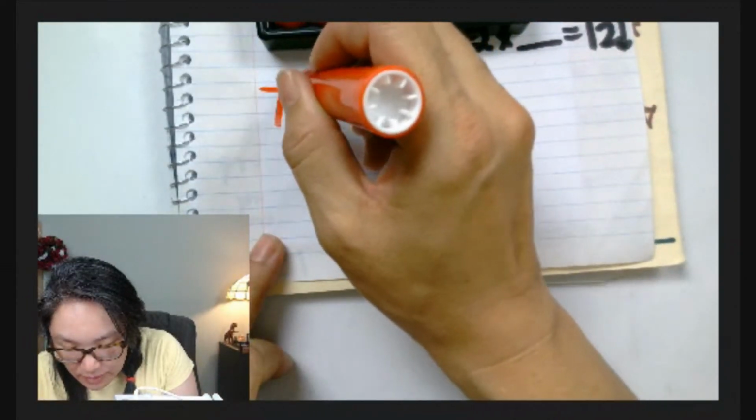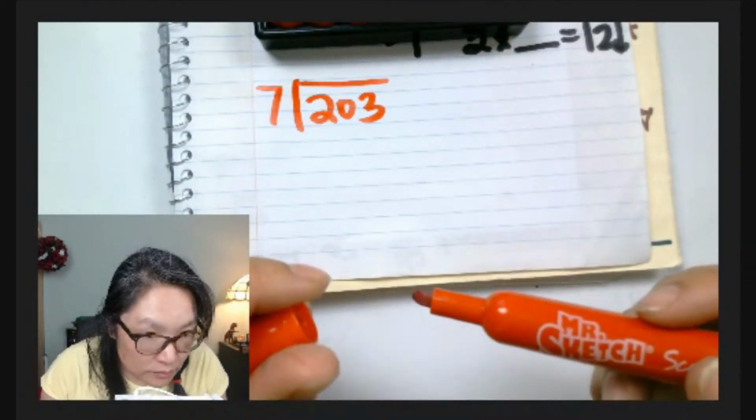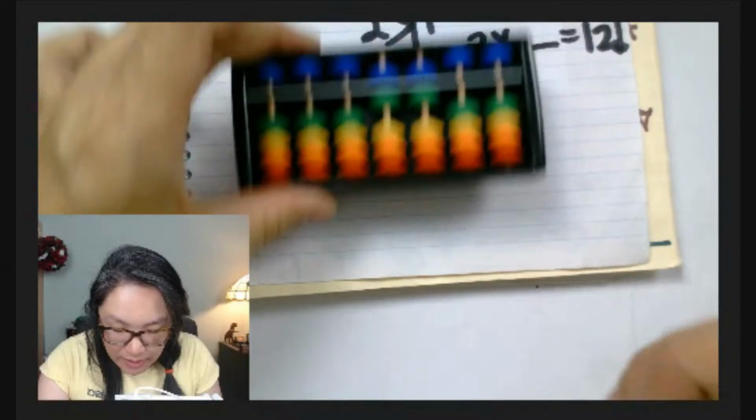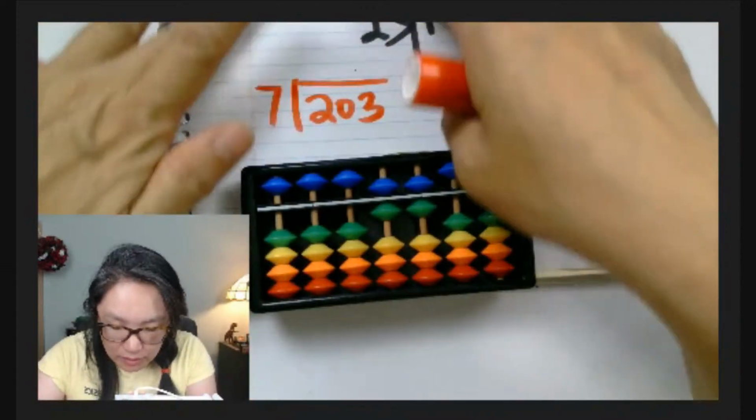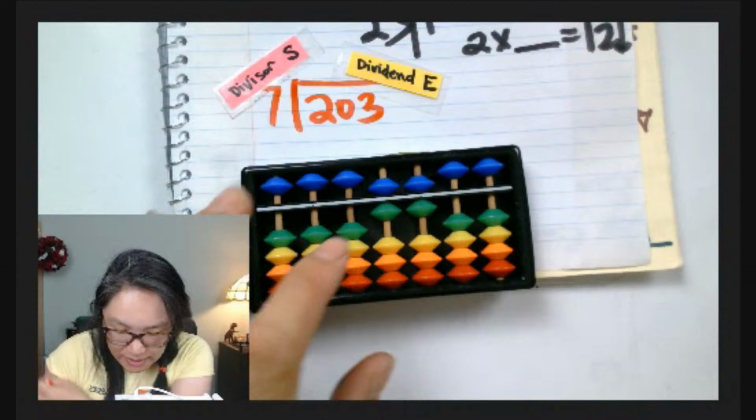Are we ready for another one? We can do 7 divided by 203. Again, we know how to compare. We know how to start it. We know we're going to be the second one.